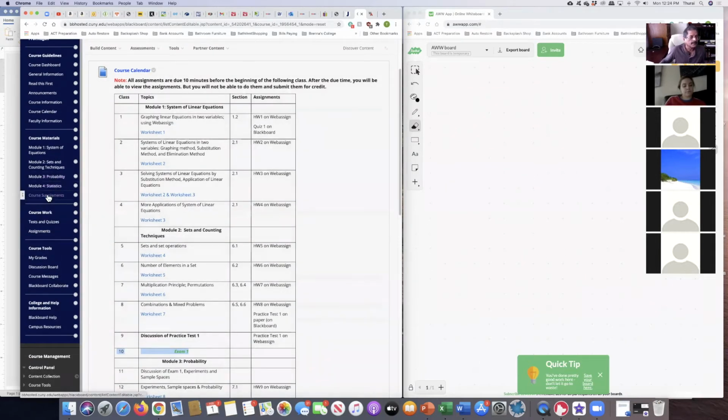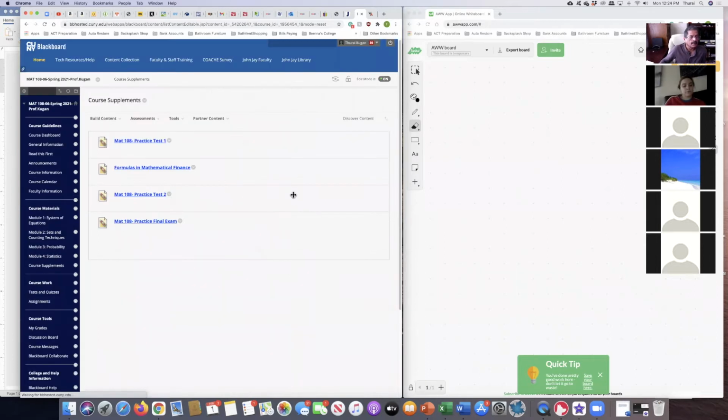Course supplements gives you additional material, but right now you have the practice tests posted here. Before each test, you're supposed to do these practice tests and bring up your questions. I will announce that when the test time comes. I already explained tests and quizzes and assignments, and you can go to My Grades to see the grades of assignments that were done on the Blackboard.